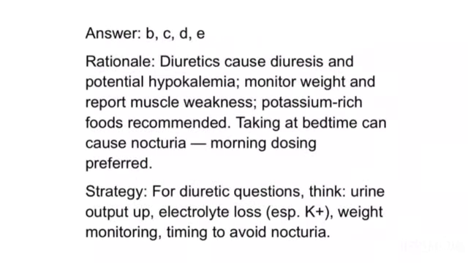Answer: B, C, D, E. Rationale: diuretics cause diuresis and potential hypokalemia, monitor weight and report muscle weakness, potassium-rich foods recommended. Taking at bedtime can cause nocturia, morning dosing preferred. Strategy: for diuretic questions, think urine output up, electrolyte loss, especially K+, weight monitoring, timing to avoid nocturia.